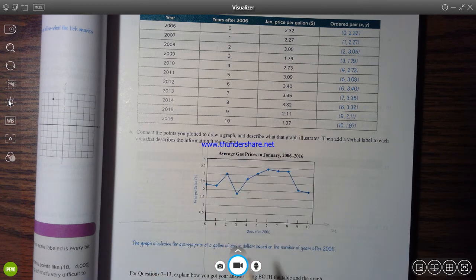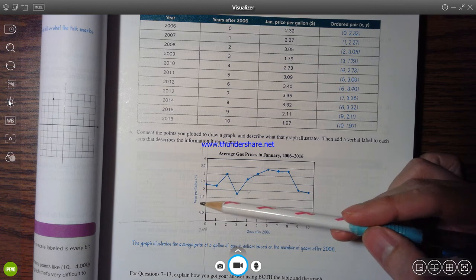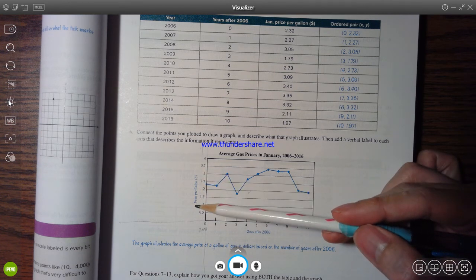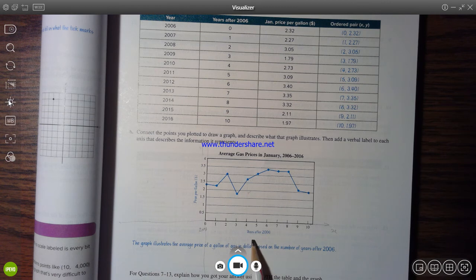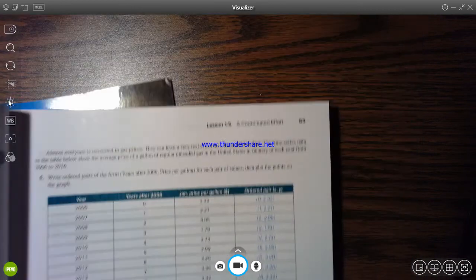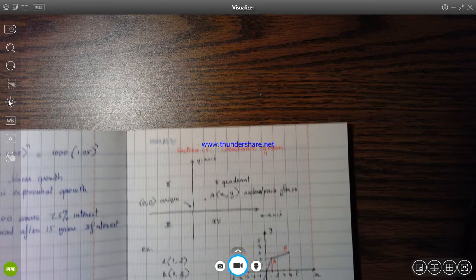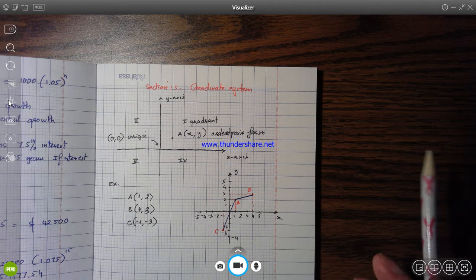And the x-axis represents the year, so you put years after 2006. 2006 is right here, then 2007 right here, and finally you have 2016 right here, represented by the number 10. And the y-axis represents the amount of money, the price for each gallon, and this represents the year after 2006. So that is the way you display ordered pair form points on a coordinate system.